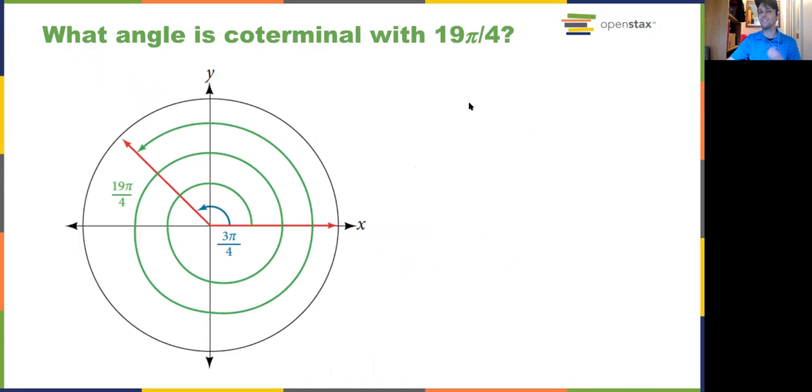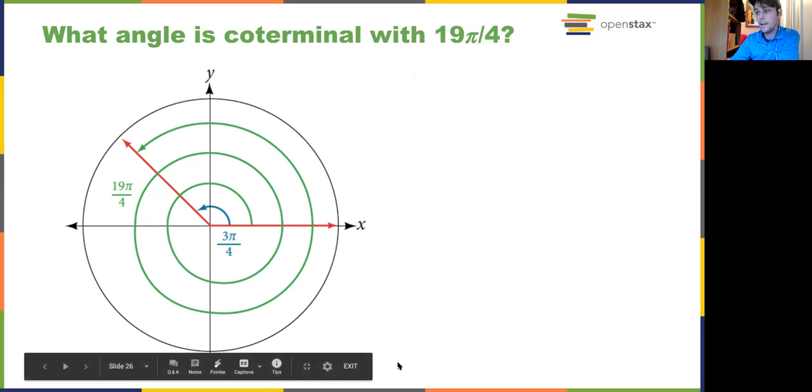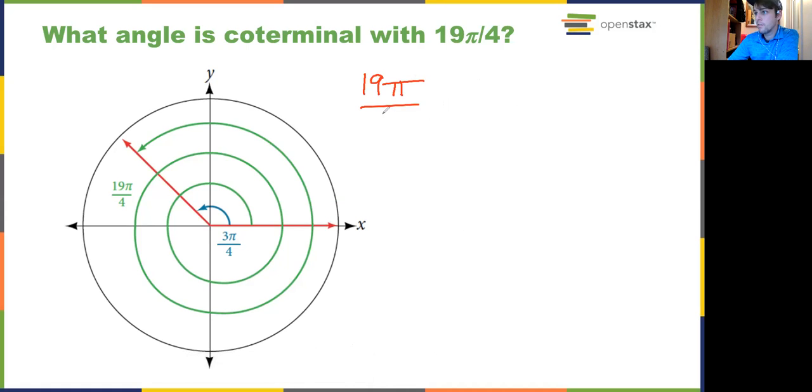That's radians, so that's a little bit trickier here. Same idea though. We can add or subtract full rotations, but in this case, a full rotation in radian measure is 2 pi. So 19 pi over 4, if we take away 2 pi, 2 pi is really 8 pi over 4, right? If I take that away, that gives me 11 pi over 4.